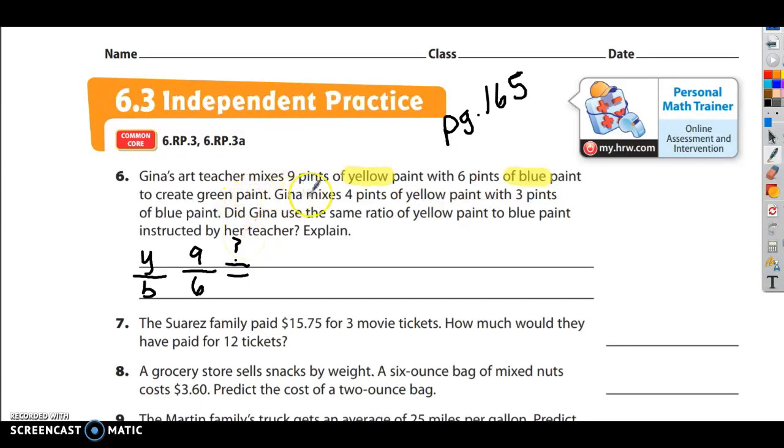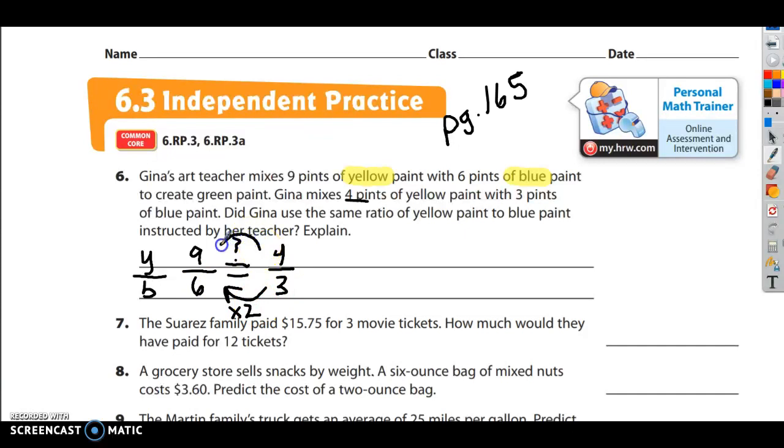Now I'm going to go find Gina's mix. Gina mixed 4 yellows to 3 blues. So now the question is, are they equivalent? And the way I like to think about equivalent is kind of like a fraction. Do you do the same thing to the numerator as you do to the denominator? For example, if you take Gina's mix right here and double it, which is times 2, you would get from 3 pints of blue to 6 pints of blue. So based on the bottom numbers, it looks like the answer is going to be yes.